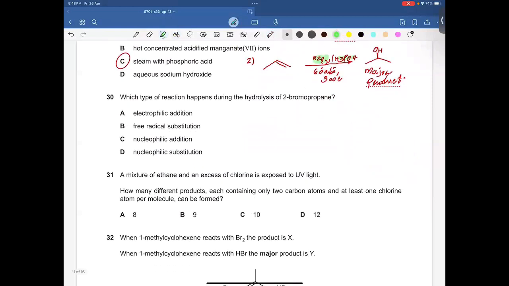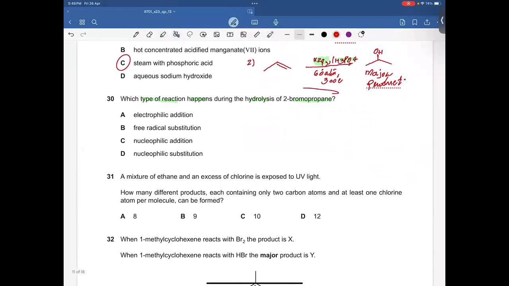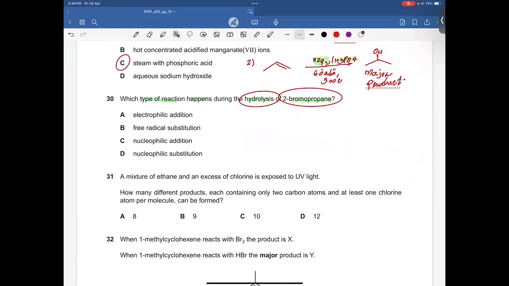Question number 30. Which type of reaction happens during the hydrolysis of 2-bromopropane? This is an alkyl halide. When an alkyl halide undergoes hydrolysis, a nucleophilic substitution reaction takes place. Electrophilic addition takes place in alkenes, which is wrong. Free radical substitution takes place in alkanes, and 2-bromopropane is not an alkane, it is an alkyl halide, so wrong. Nucleophilic addition takes place in aldehydes and ketones, so again wrong. The right answer is going to be D.